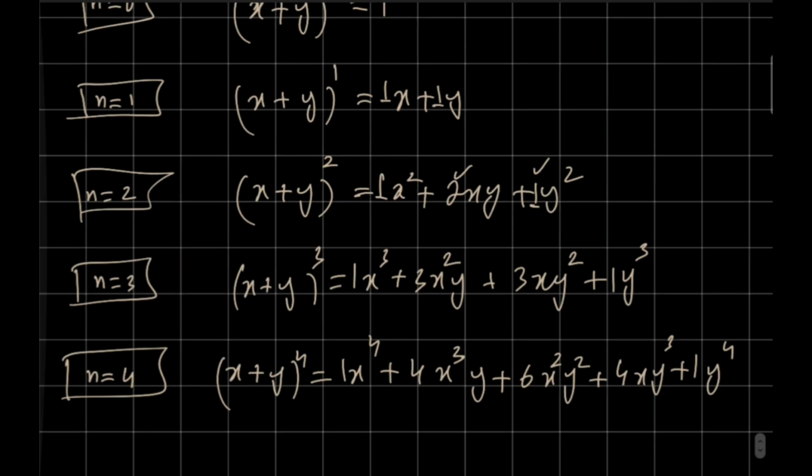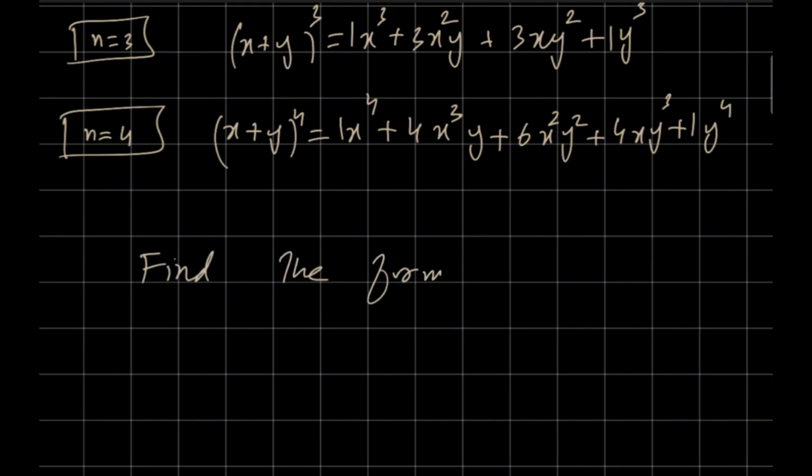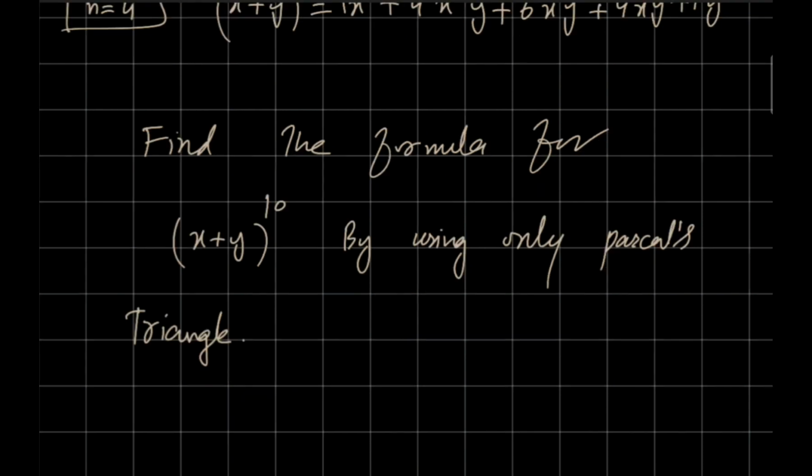So I'm going to assign you one thing. Find the formula for x plus y to the 10, but without using the binomial theorem. You have to use only Pascal's triangle. So if you solve this exercise, then you are able to do everything which I have done in this video.